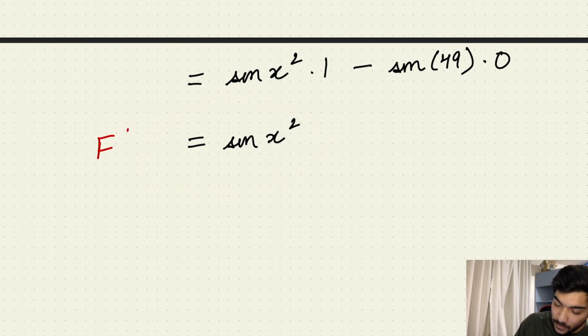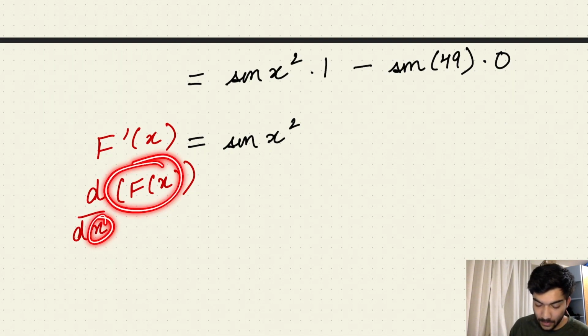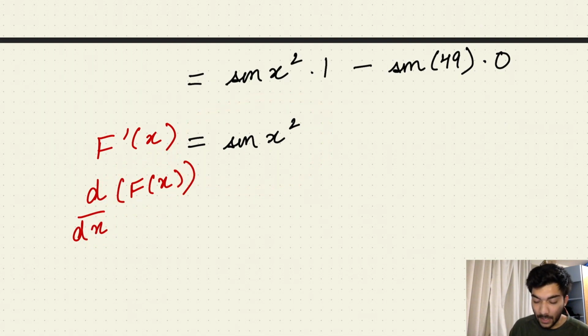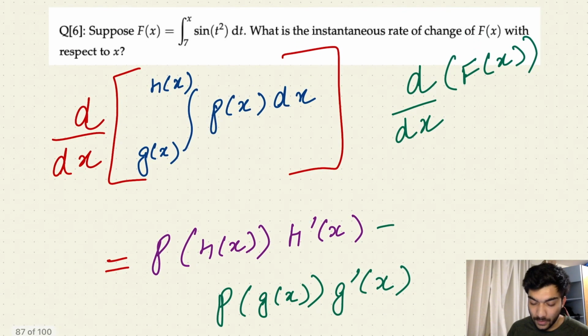And that is indeed equal to capital F dash x, or d by dx of capital F of x, which is also the instantaneous rate of change of capital F of x with respect to x. And that is indeed sine x square for this question.